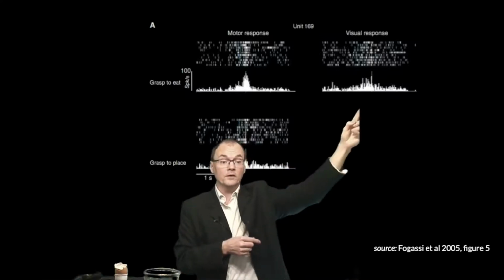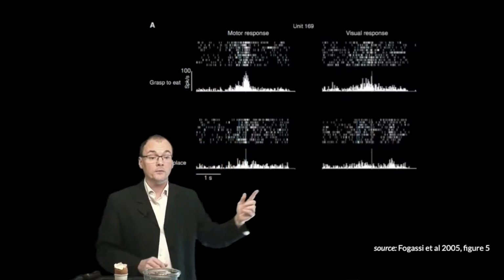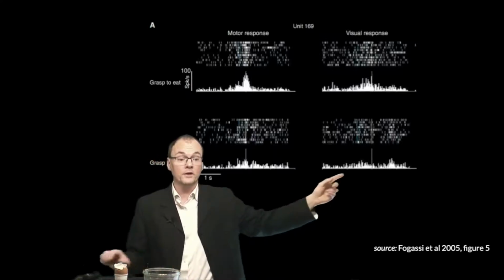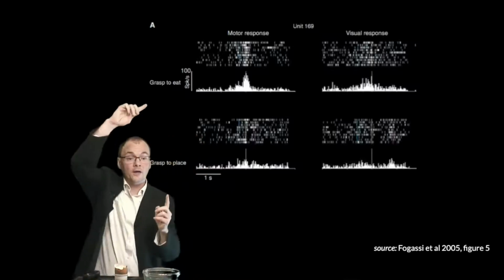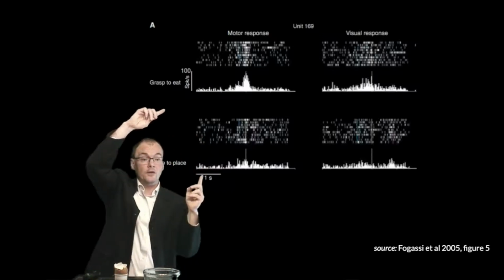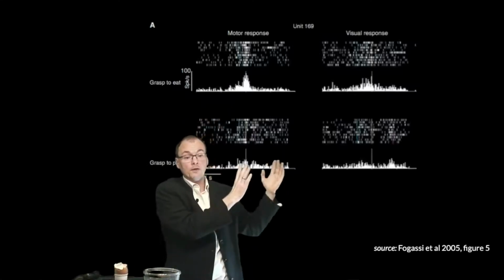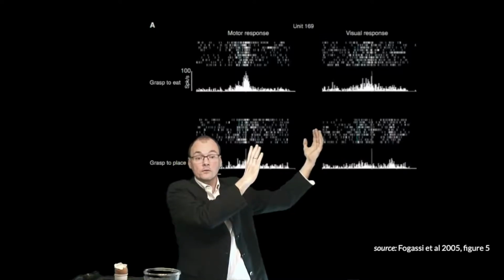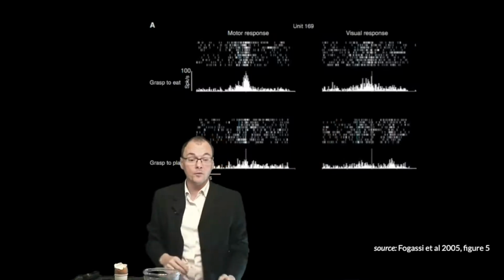And what you see is that there's a nice peak in the same neurons firing. When the monkey is observing another grasping in order to place an object, you don't get that peak of firing. So that's really interesting. If we compare grasp to eat with grasp to place, we see that the neuron selectively fires for grasp to place. If we compare self with other, we see that the neuron is agent neutral. It fires both when the monkey itself is performing the action and when another is performing an action.